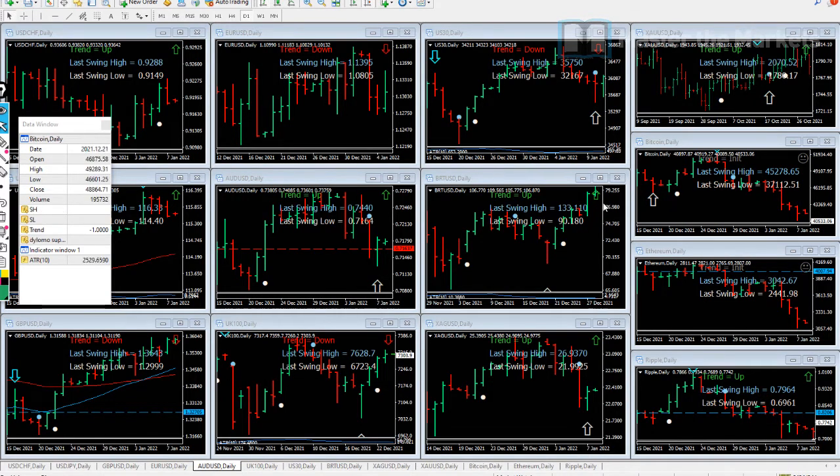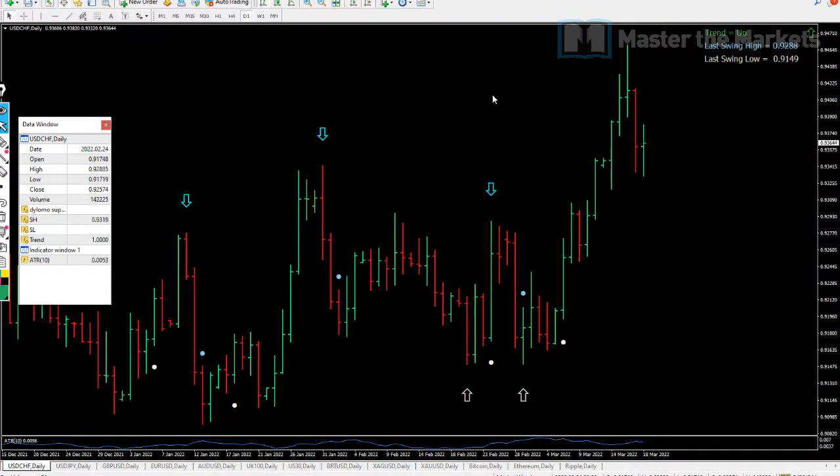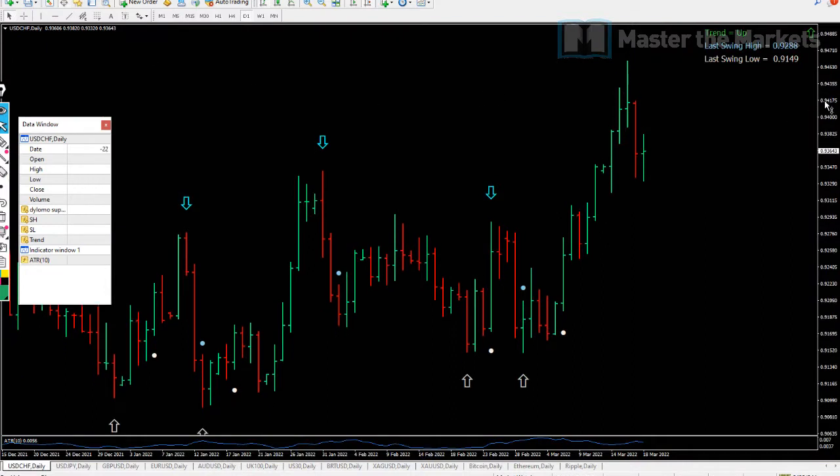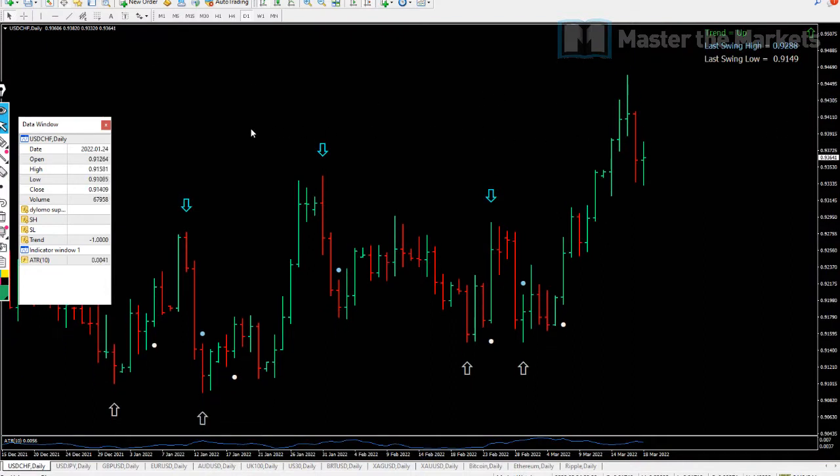So let's take a look at the markets today, traders, and then we'll look at the trade opportunities that are setting up as well. Now let's take a look at the Dollar Swiss to begin with.